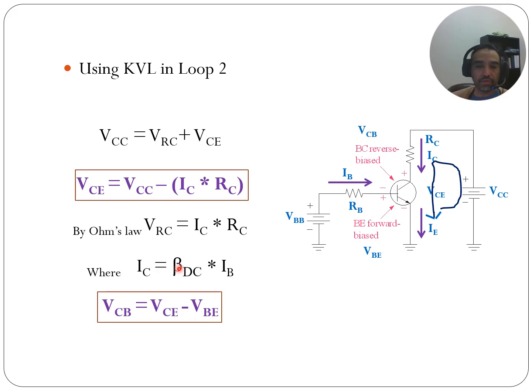But if you don't have this and you're just doing a textbook problem, and they're not telling you exactly what transistor you're looking at, you can calculate it. So IC is equal to beta times IB. Once you find IB, you can find IC. Once you find IC, you can calculate VRC, and then you can find VCB, which is equal to VCE minus VBE. All right.